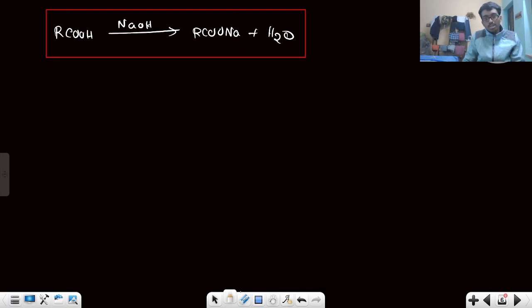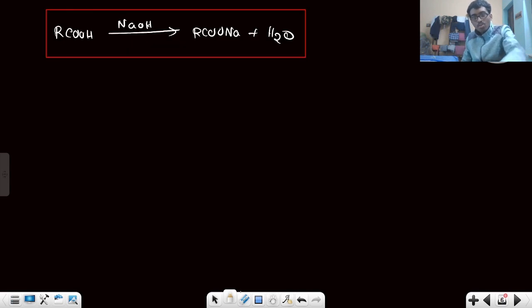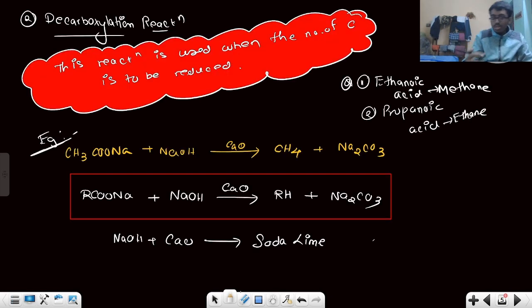So ethanoic acid to methane will be: first ethanoic acid going to sodium acetate. After that only you can do it. Directly you cannot do it. Did you understand this? Simple.